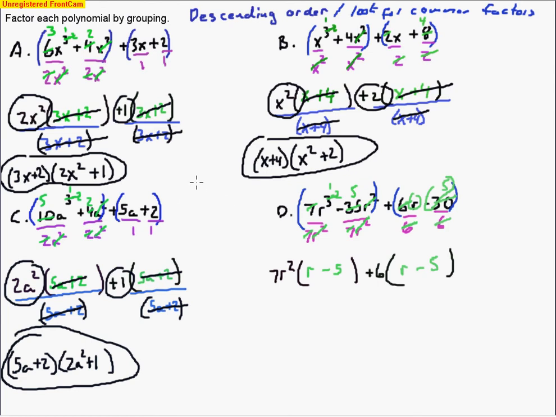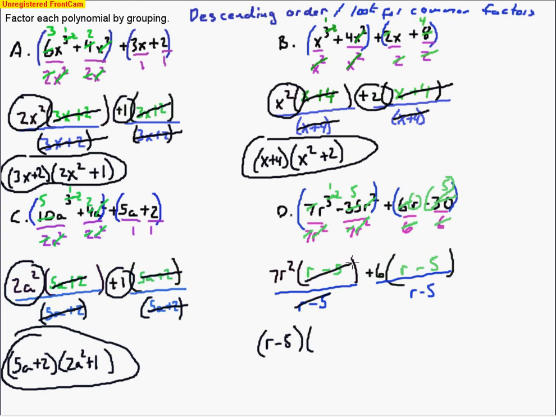So now let's go ahead and take out that common factor. And so we look at these two terms here. We have the 7r squared times by this binomial, and we have the 6 times by this binomial. And what's in common? Well, it's that binomial of r minus 5. So that's our common factor. And so we go ahead and rewrite our r minus 5. And then over here, we go ahead and see what's left over.